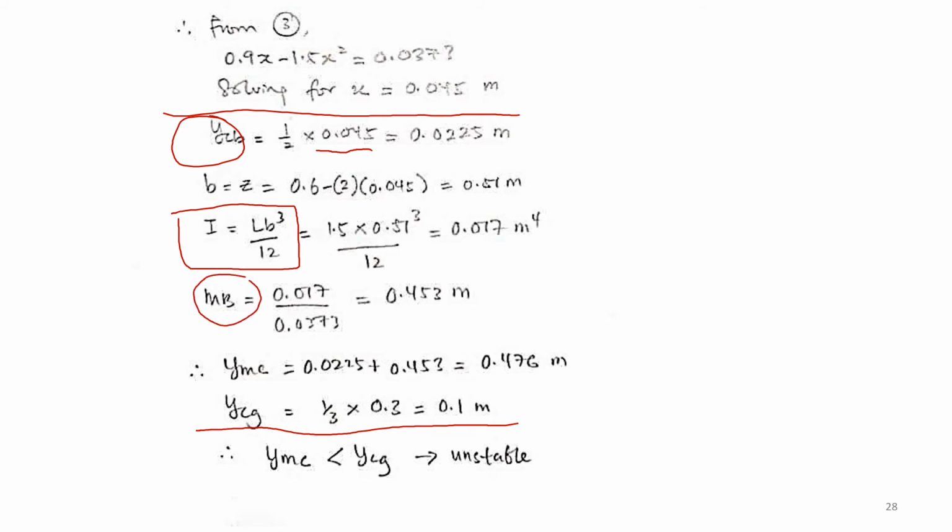And then only we can calculate the MB. MB is I divided by V. Okay, V is already calculated from here. And then we find the YMC, and we compare YMC to YCG. So YMC is 0.467, which is higher than YCG. Okay, YMC is higher than YCG. So it is actually stable.